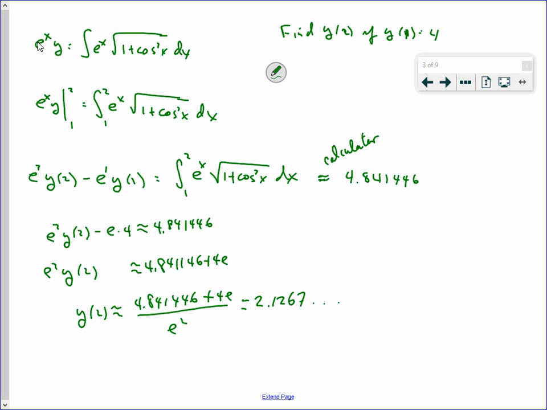So we never were able to get an explicit formula for the function, but because we knew an initial value, we were able to use the program to approximate the value of the function there by approximating this integral on the right-hand side. I have in mind something like this to assign.